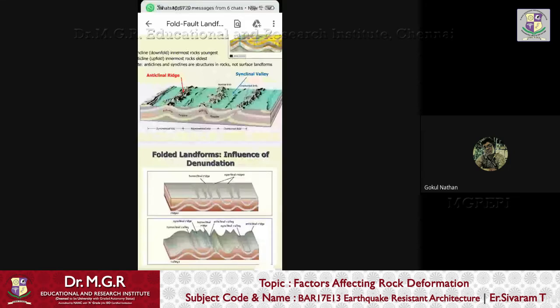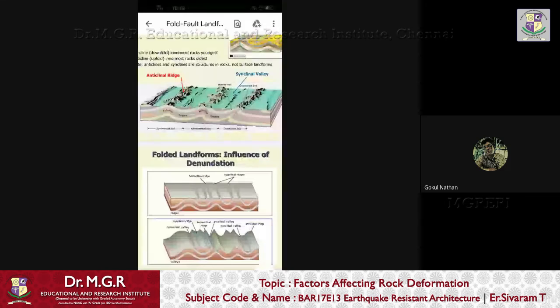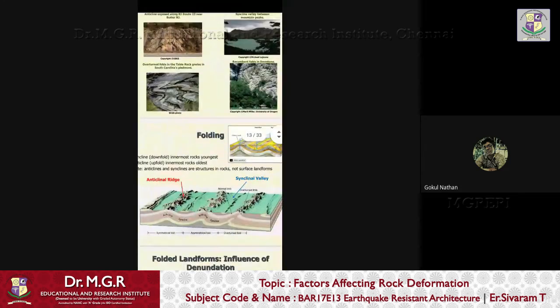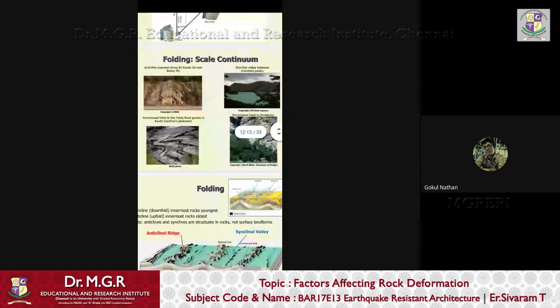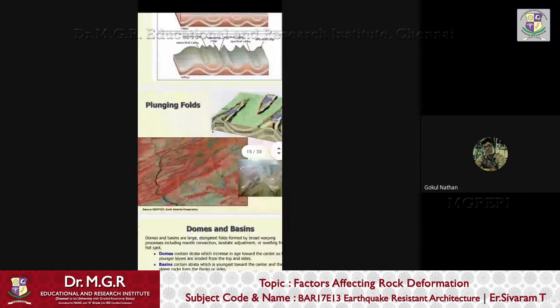Correct. So symmetrical is when, if you split it into two, the halves will be identical. Two identical halves is called symmetrical, and asymmetrical is just the opposite, it will be different. This kind of folding can occur. Next is overturned. Here you can see in the image, this is called overturned folds. It will be a random kind of folding.